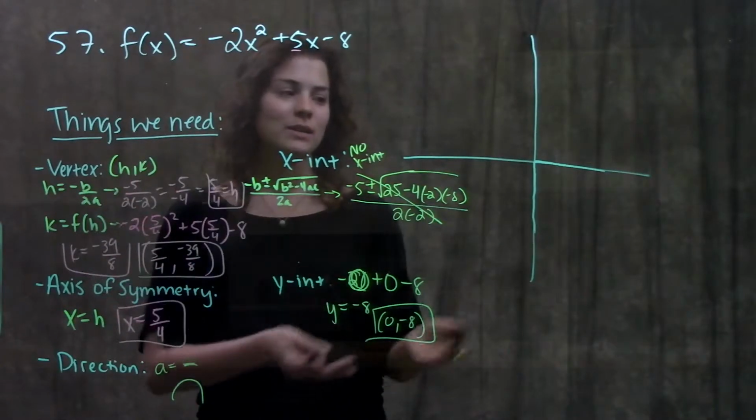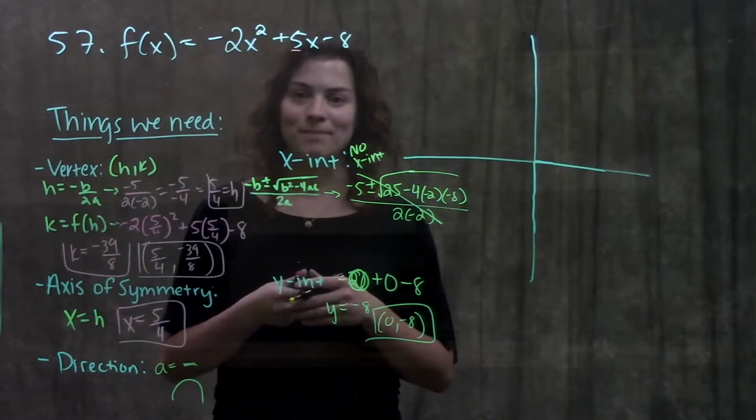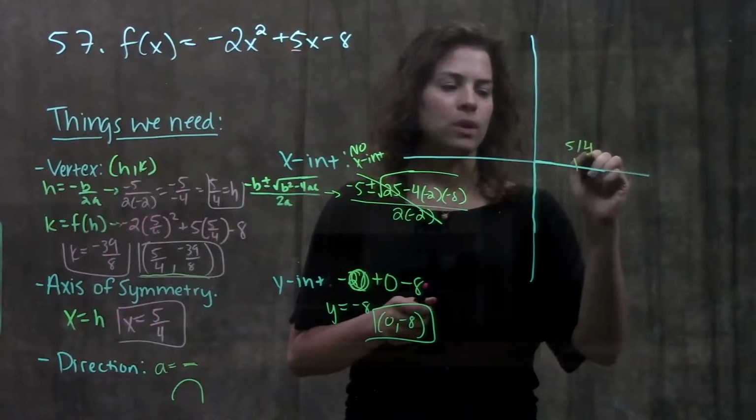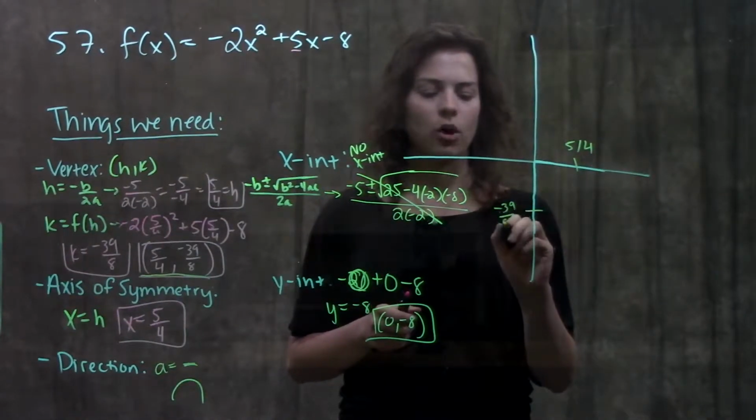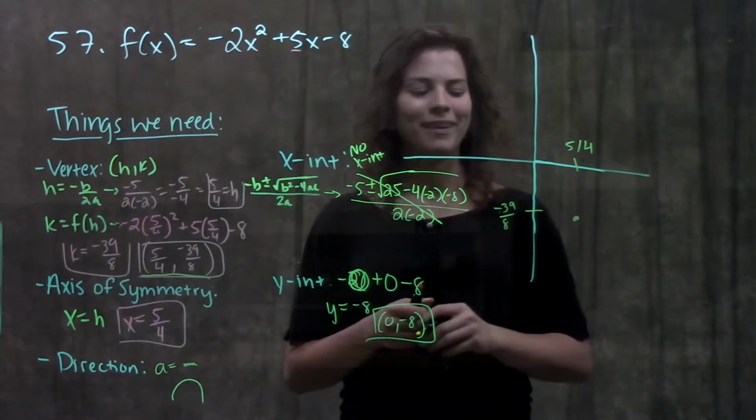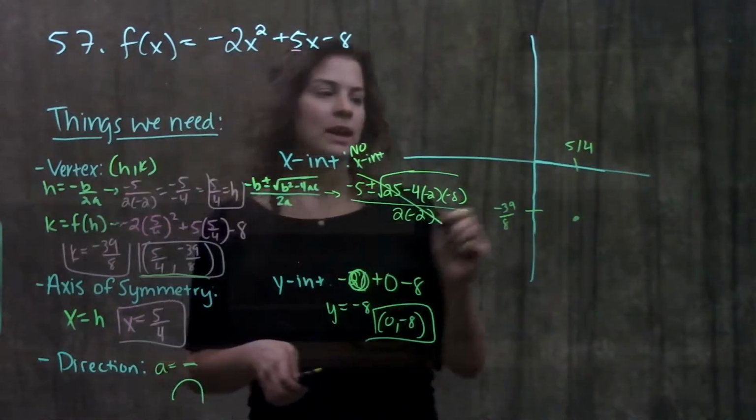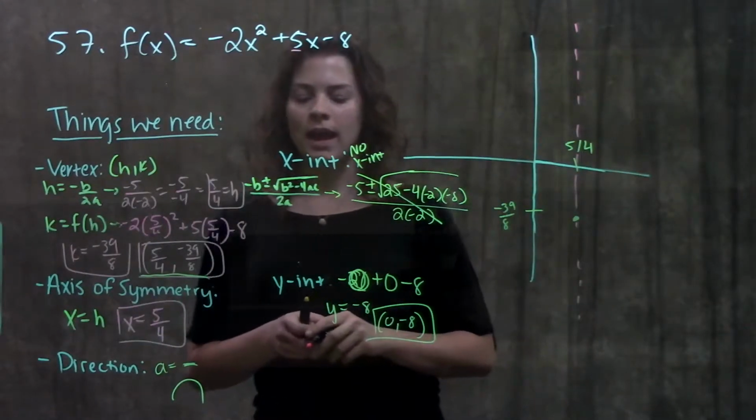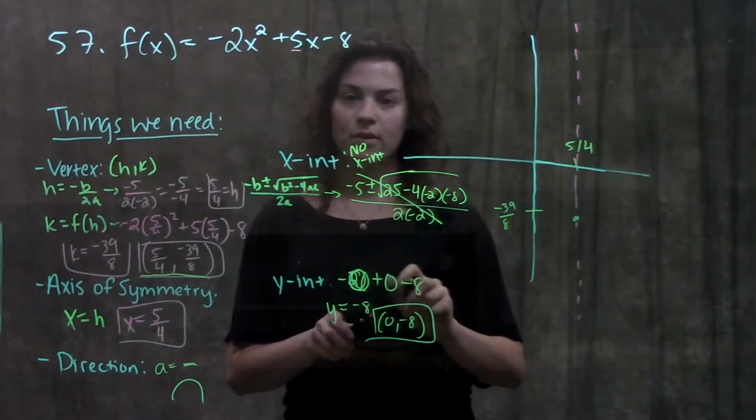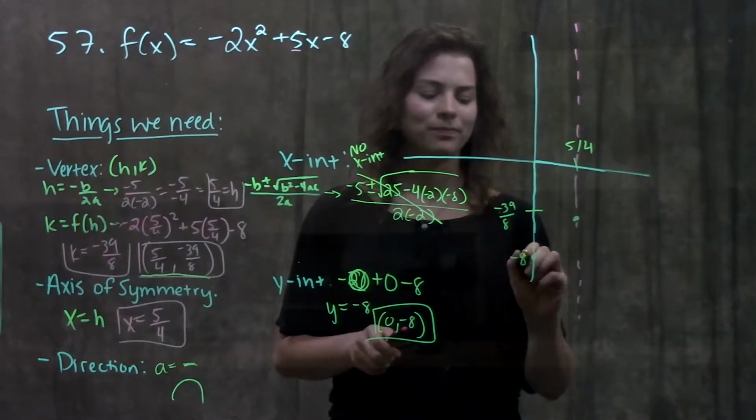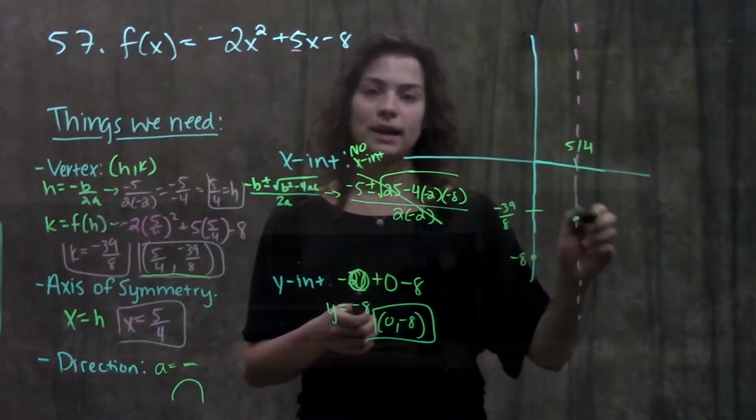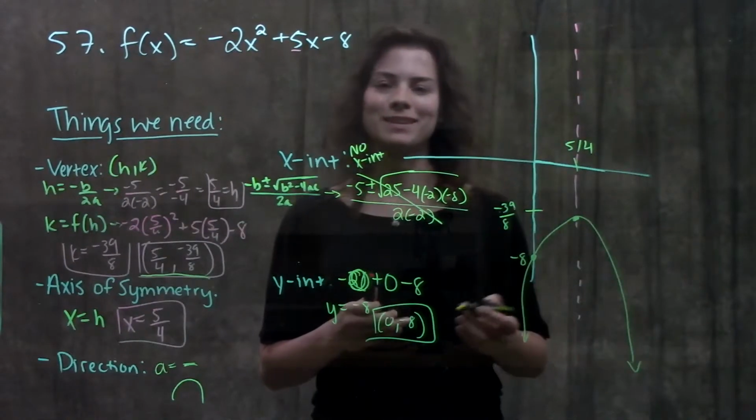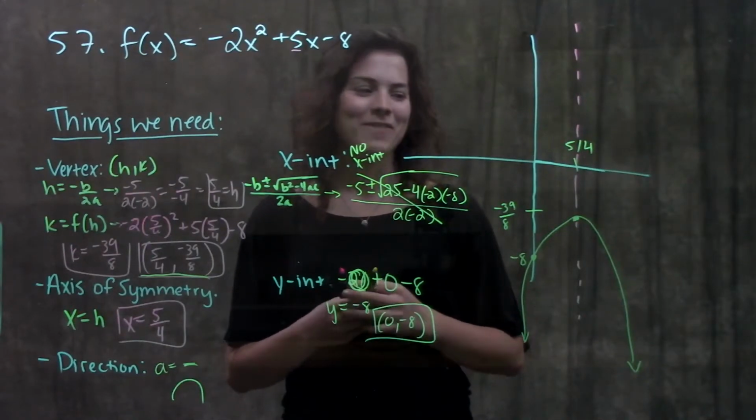And now that we have all these things, we can plot it on our graph and graph it pretty easily. So we're going to start with our vertex, which is right here, and plot that. So we have the point (5 over 4, negative 39 over 8), which is somewhere right here. We have our axis of symmetry at this x value. So we know our parabola is going to be cut in half right here. And we know that our y-intercept is at the point (0, negative 8), which is somewhere over here. And from here, since we know that it's opening down, we can just go ahead and connect these dots and get a pretty rough sketch of what this function will look like. But other than that, that's it.